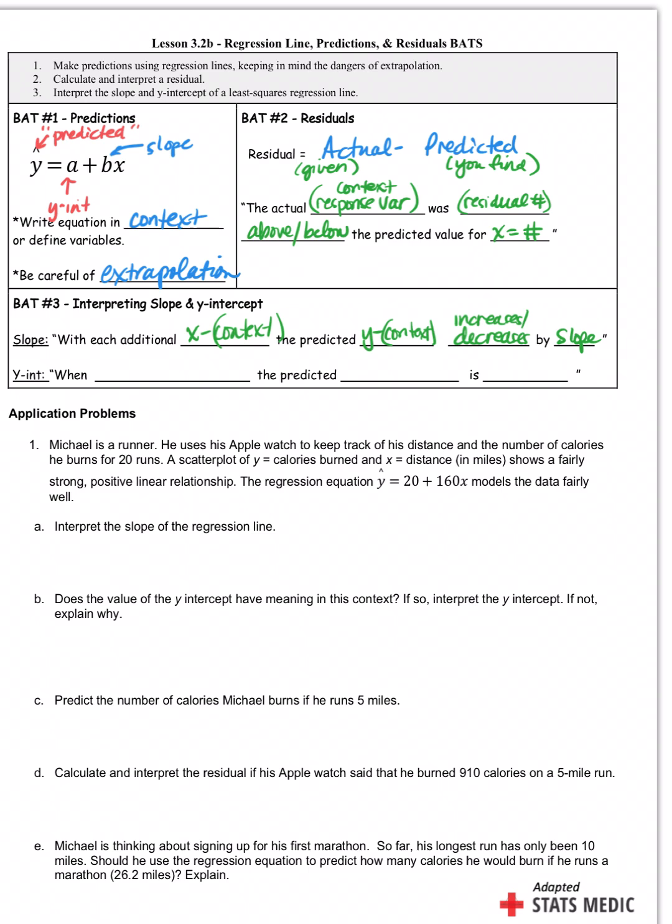All right, then we do this for y-intercept. When x equals 0, in context though, when there are no rubber bands, the predicted y in context, the predicted distance of the fall is y-intercept, whatever that is. So I would put a little asterisk, don't forget to put units on your answers. Centimeters, feet, calories, whatever it is. Okay? Don't forget your units.